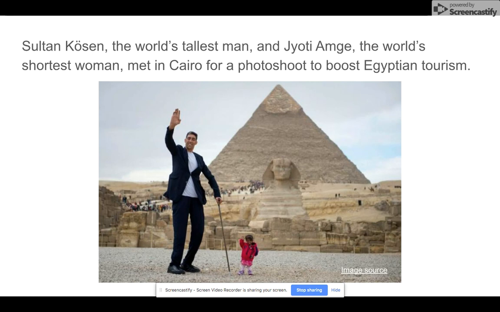Sultan Kosen, the world's tallest man, and Jyoti Amge, the world's shortest woman, met in Cairo for a photo shoot to boost Egyptian tourism. Again, ask them, what do you notice? An answer you might get is, oh, well, one person is the tallest person in the world, and the other is the shortest person in the world. That's how you can get into a conversation about height. Next slide.